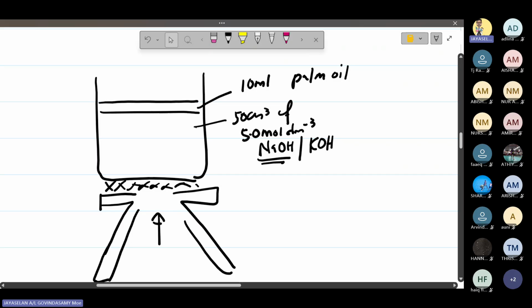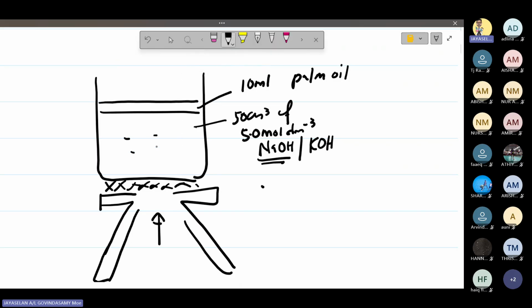So what you do, you boil the solution. After you put everything, you boil the solution until this layer disappears. That means there's one layer only. Once the layer disappears, what do you do? Put off the flame, because once the layer disappears, what will you get? RCOONa. You already got soap, and one more, you already got the glycerol.